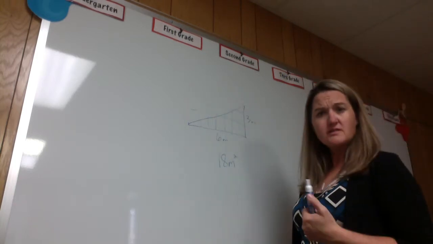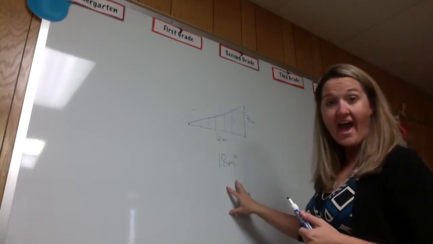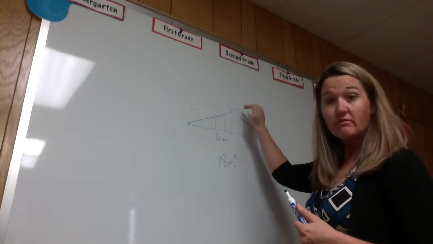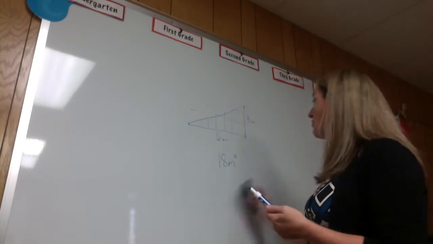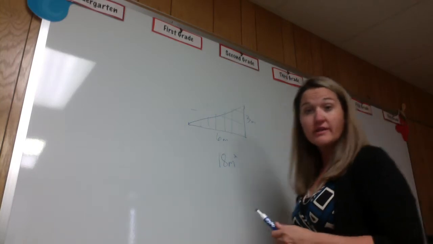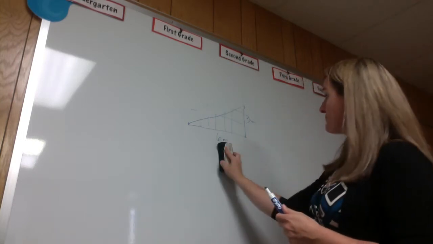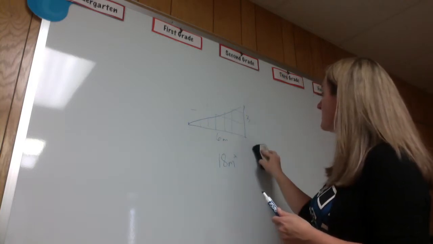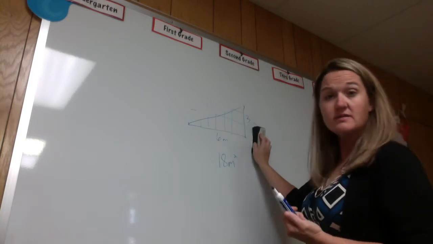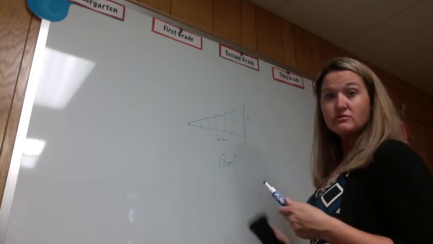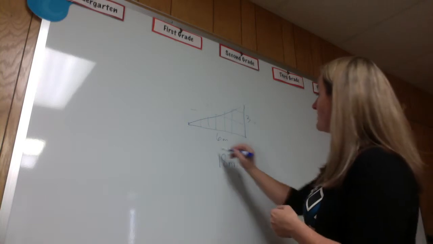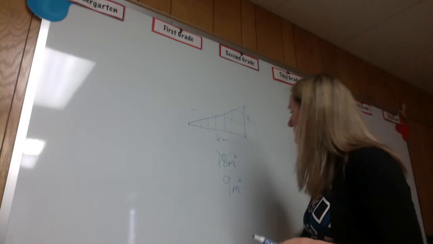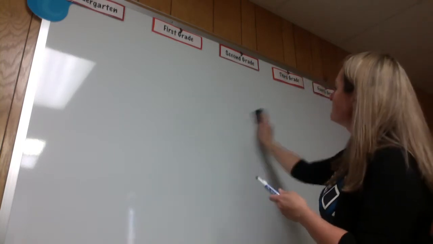So wouldn't it be fair to say that the area of this triangle would be half of what the area of the rectangle was? Because the triangle basically cut that rectangle in half, and that's true. So that's actually the formula for finding the area of a triangle: you take the base, which is this bottom number, times the height, how tall it is. 6 times 3 is 18, and then divide it by 2, cut it in half. So the area of the triangle would be 9 meters squared. Okay, let's do just a couple more with triangles.